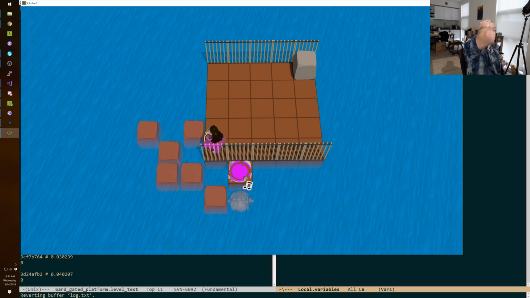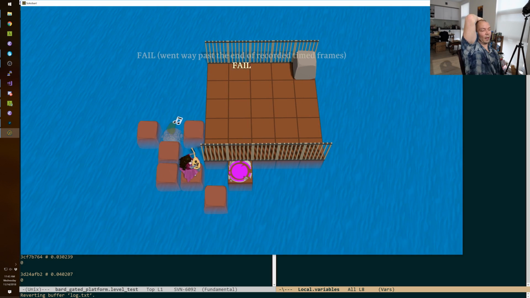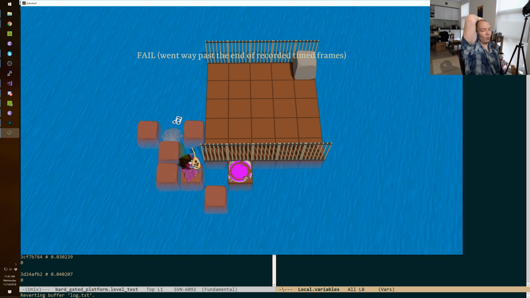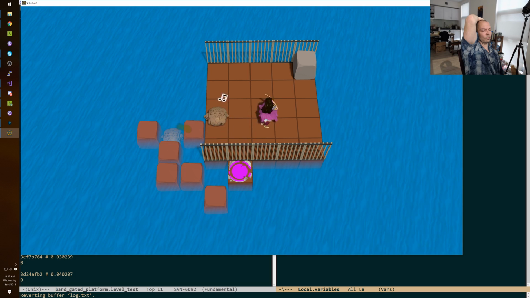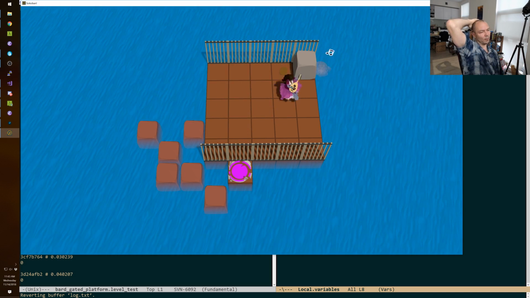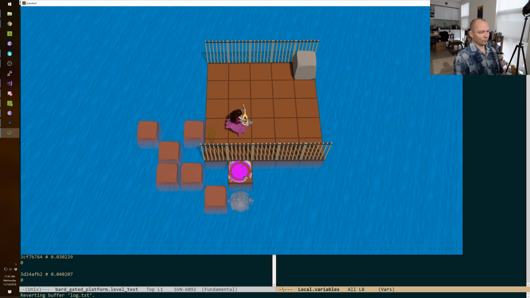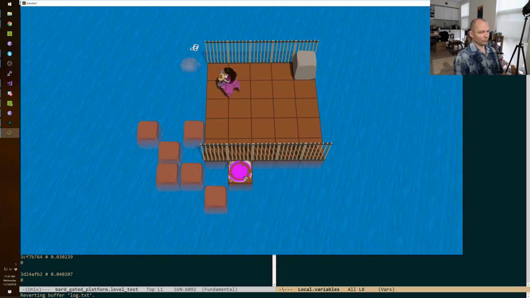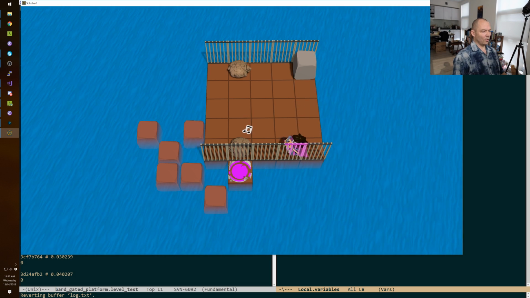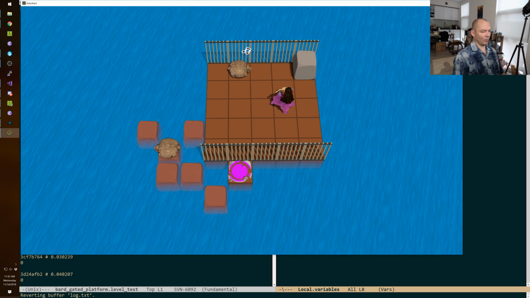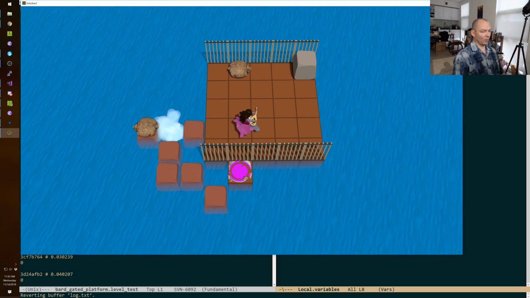So the error is when that one stone goes sailing off into infinity on the left, that's bad, because we need it for later in the level. Let me see if I can play this and if the behavior seems to make sense.